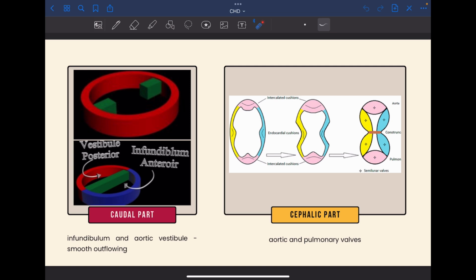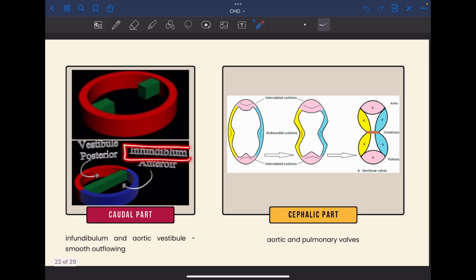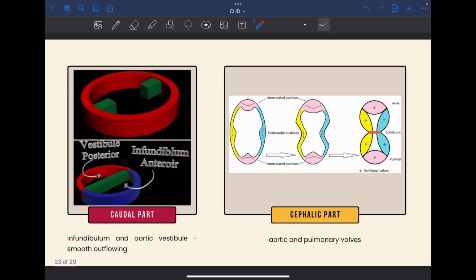A right dorsal ridge and a left ventral ridge will appear, and then they will fuse together, and so it will divide the bulbous corpus into an anterior part and a posterior part. The anterior part will correspond to the smooth outflowing part of the right ventricle, which is the infundibulum, and the posterior part will correspond to the smooth outflowing part of the left ventricle, which is the vestibule, or the aortic vestibule.